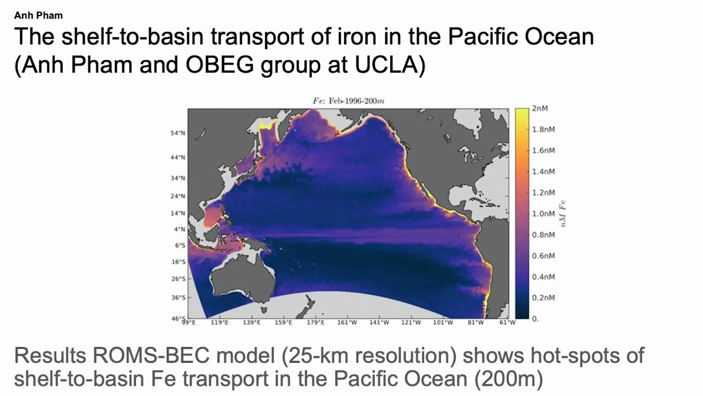So I'm going to talk about the results from the regional ocean biodiversity model that we are using at UCLA for the Pacific Ocean at 25-kilometer resolution, and the video here is showing the dissolved iron concentration at 200 meters. You can see clearly there are several hotspots of iron being transported from the coastal area along the east coast of the Pacific to the open ocean.